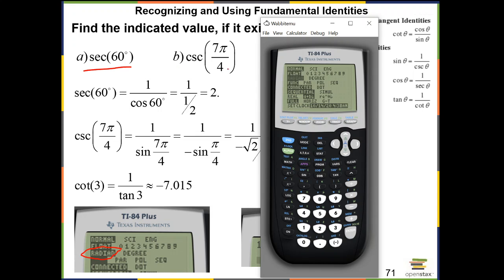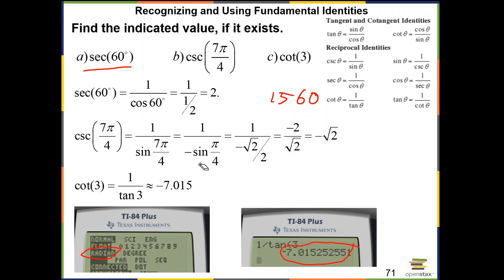That's degree. But the second one and the third one are radian. So I got to change to radian. And you see the answer changes dramatically, right? It's negative 7.019. Very different answer. Okay, so negative 7.015 for this one.